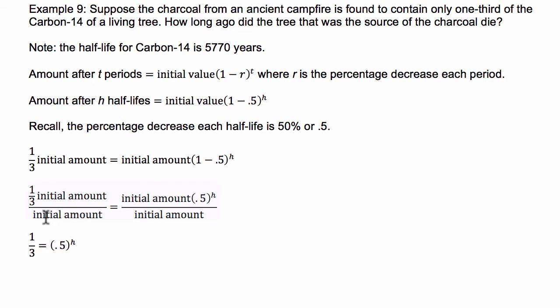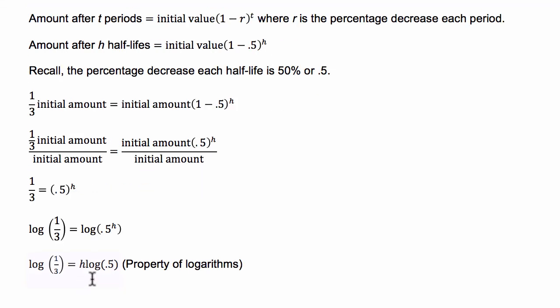Remember, when working with equations, we can perform whatever operation we would like as long as we do the same thing to both sides. Let's take the log of both sides so that we have log of 0.5 to the h, the form needed to use the property of logarithms. We get log of 1/3 equals log of 0.5 to the h power. After using the property of logarithms, the right side becomes h times log of 0.5. Note that h is no longer trapped as an exponent.